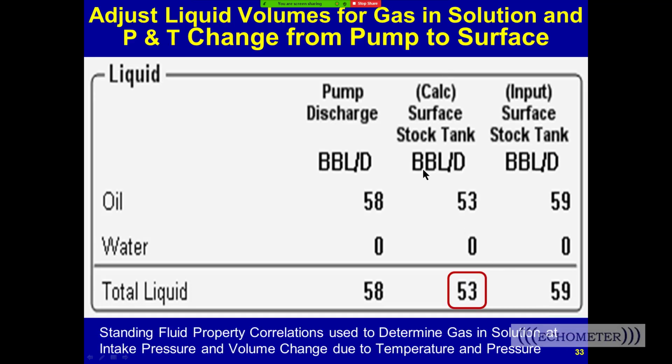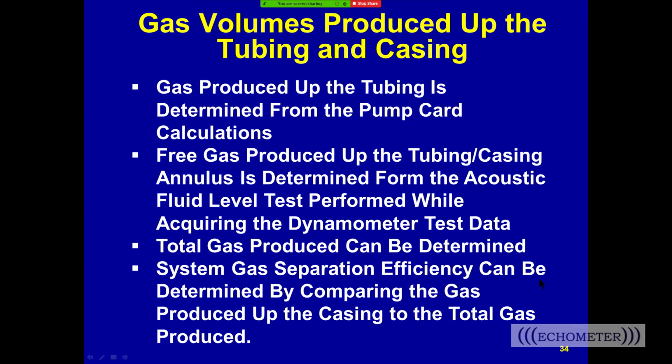Then, if you want to go to the stock tank, you have to adjust for temperature and pressure to go from the pump temperature and pressure down to stock tank conditions, and that reduces this volume down to about 53 barrels per day. And this is what the input. So anyway, it's a little bit off, but I'm not sure exactly why. But it's a lot better than saying this well should produce 74 barrels a day.